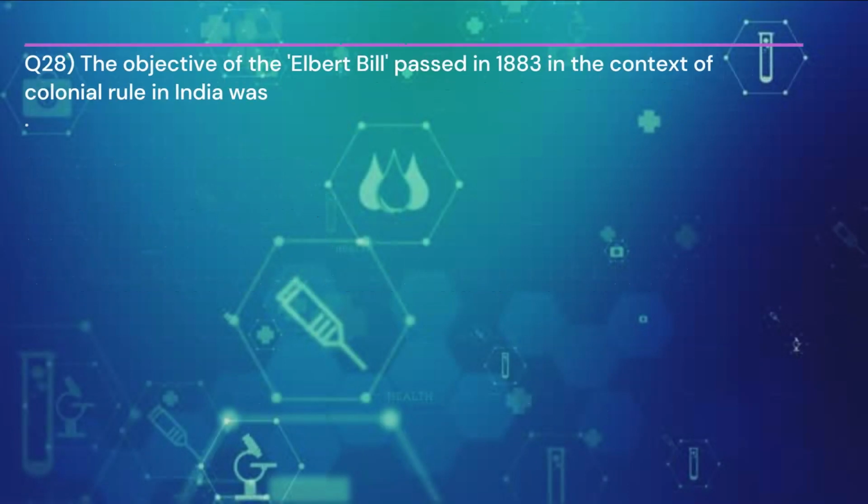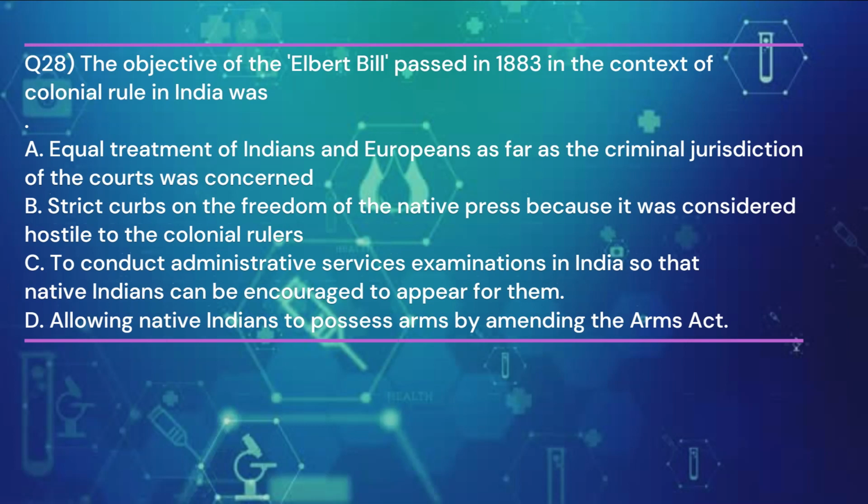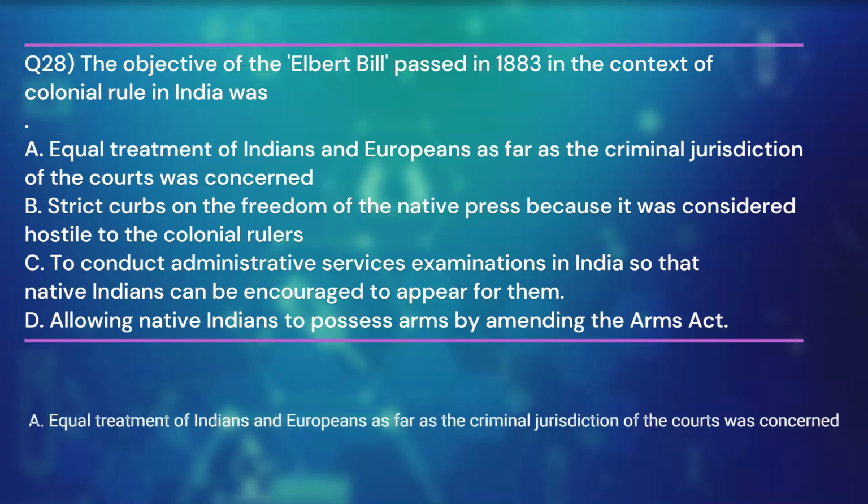Question 28. The objective of the Ilbert Bill passed in 1883 in the context of colonial rule in India was. And the answer is A. Equal treatment of Indians and Europeans as far as the criminal jurisdiction of the courts was concerned.